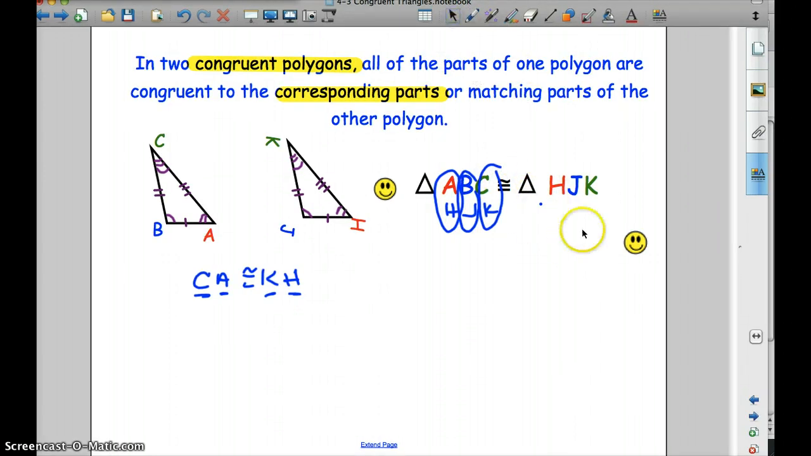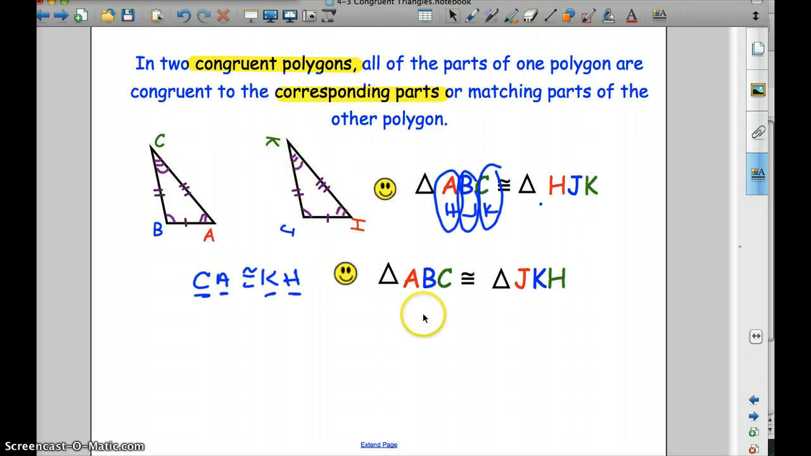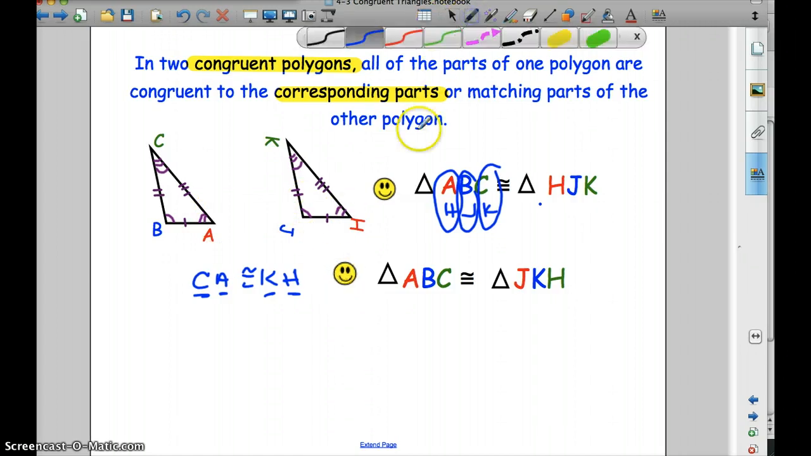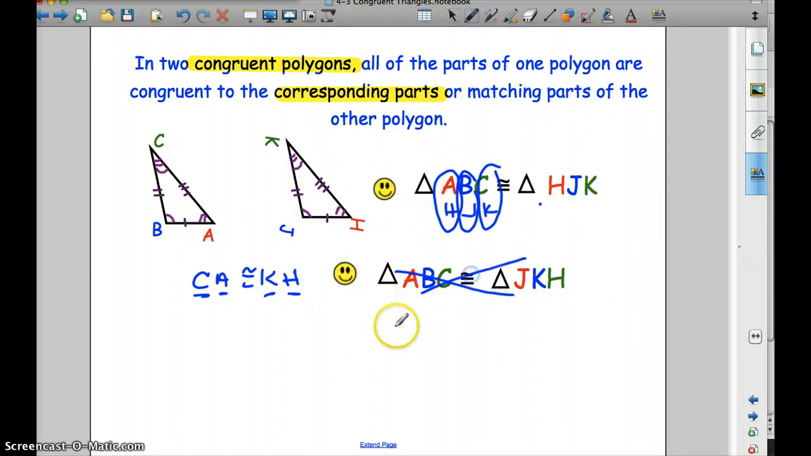This is true. What about this statement? Triangle ABC is congruent to JKH. Is that valid? No, because they do not match up. A does not match up with J. A has 2 arc lengths here and J has 1. So this example is not valid.